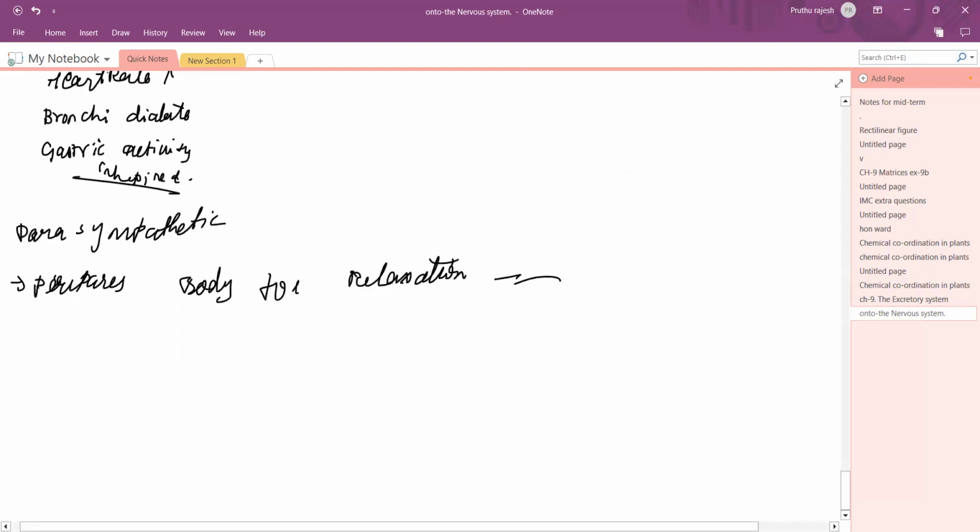It prepares the body for relaxation. And next, the symptoms of the parasympathetic nervous system are: one is pupils constrict.